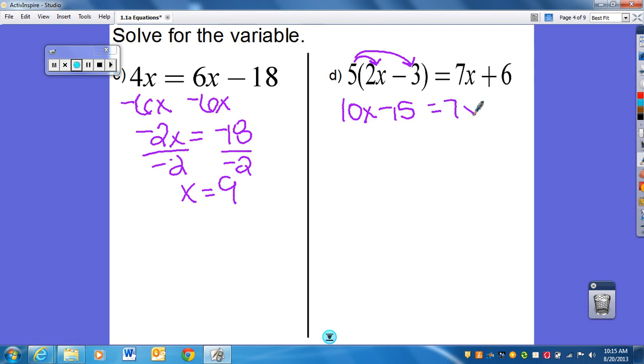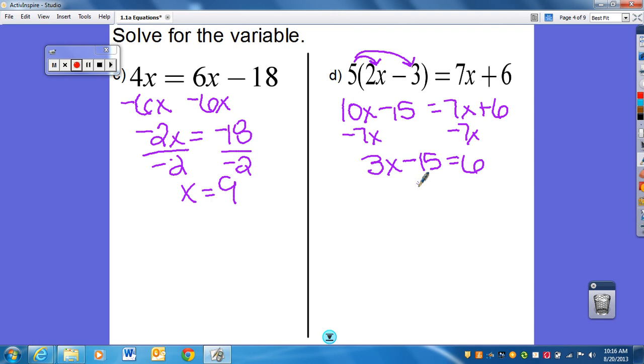Again, we have variables on both sides, and your choice is either to move the 7x or the 10x. I'm going to move the 7x, and the reason I'm making that choice is because if I move the smaller amount of variable, then I'm going to be left with a positive variable because 10x minus 7x is 3x. But if you choose to move the 10x, you should come up with the same result in the end.